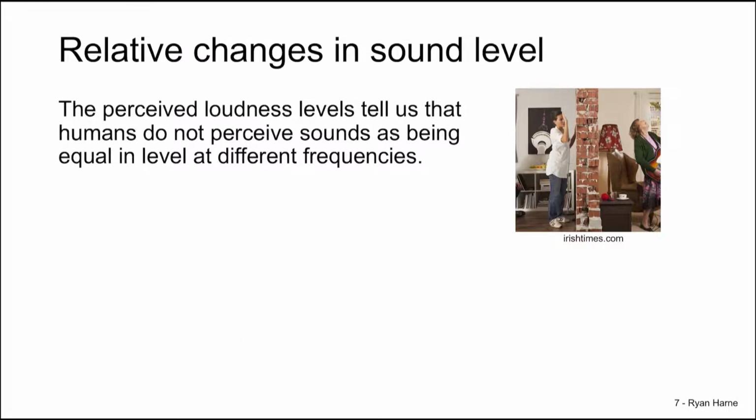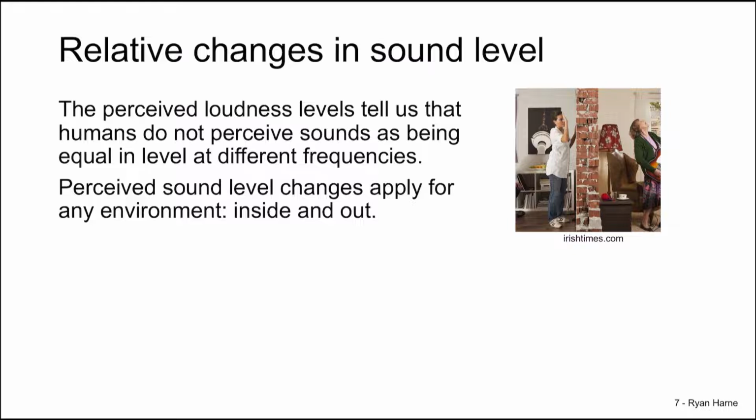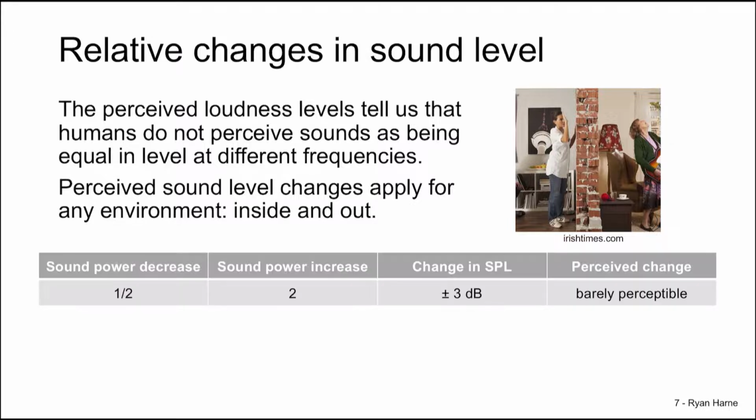The perceived loudness levels that we've seen before tell us that humans don't perceive sounds as being equal in level at different frequencies. So when we have changes of the perceived sound level, they apply whether we're inside or out. So this holds whether we're dealing with transmission between rooms or if we're making products and result in a different sound pressure level emitted from the product. So we can create a table then that compiles an extraordinarily large amount of qualitative data from many subjective user experiences to say if sound power decreases or increases by a certain amount, what is the sound pressure level change and how does a user or person perceive it to be?